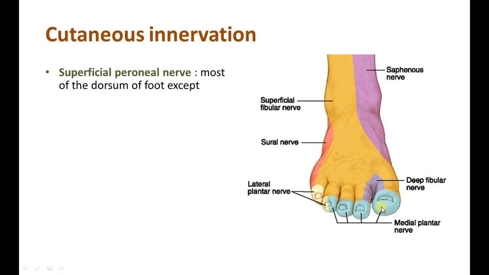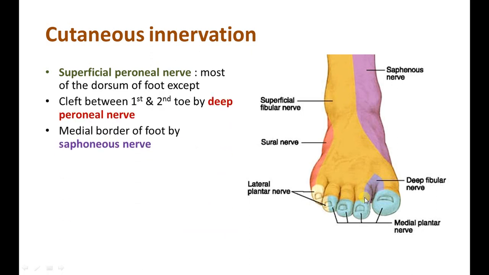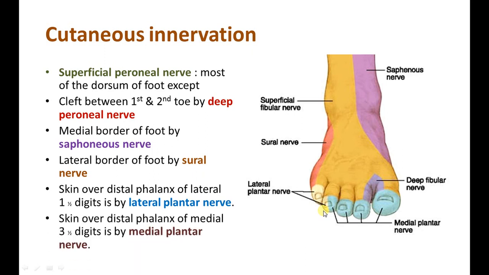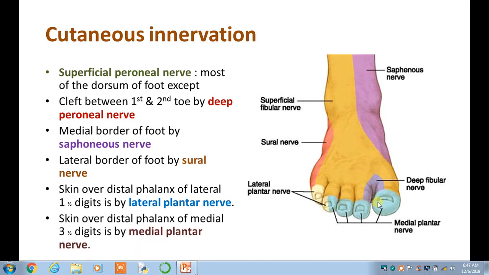Okay. So to revise once again: superficial peroneal nerve supplies the major part of the dorsum except the first dorsal interdigital cleft, which is by the deep peroneal nerve; medial border by saphenous nerve, and lateral border by the sural nerve. Skin over the distal phalanx, lateral 1½ is by lateral plantar, and medial 3½ is by the medial plantar nerve.